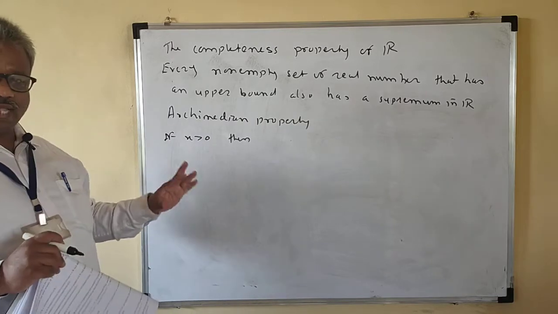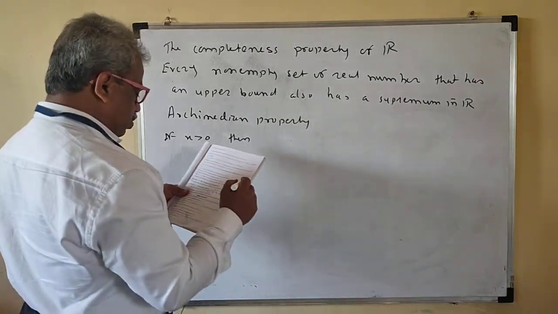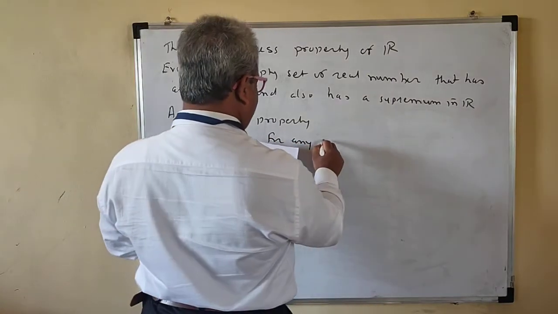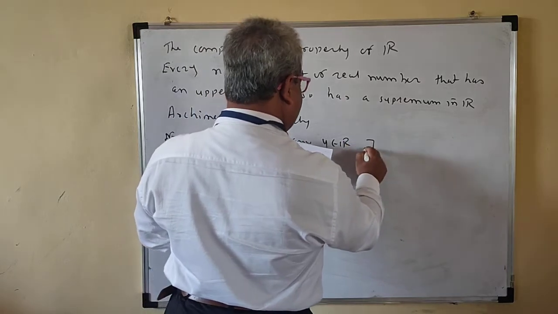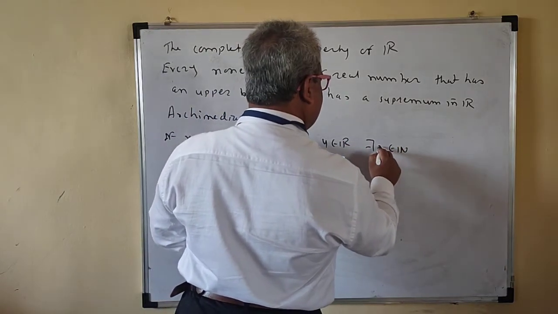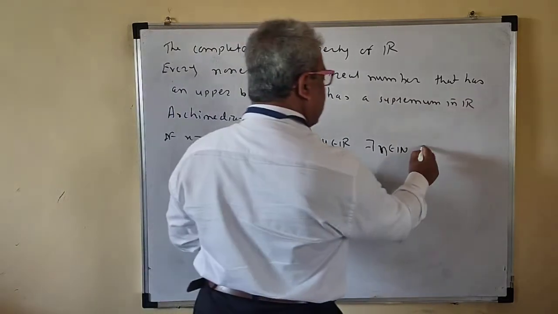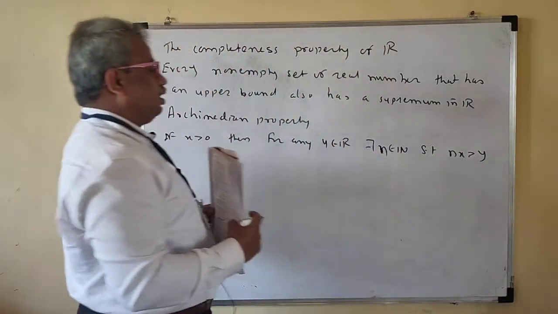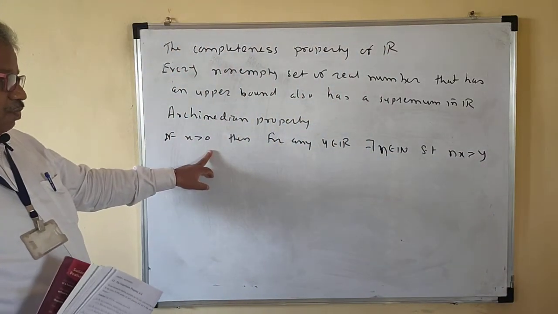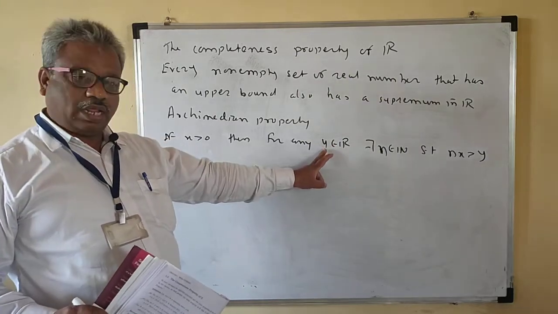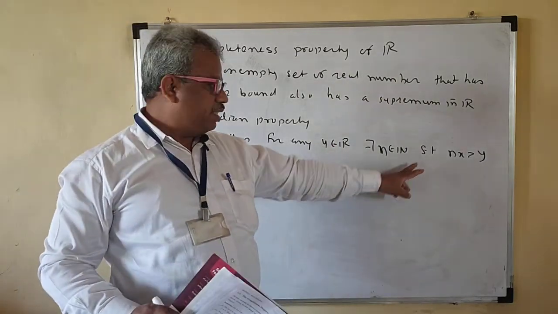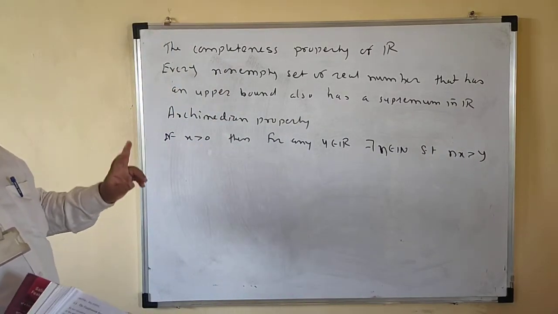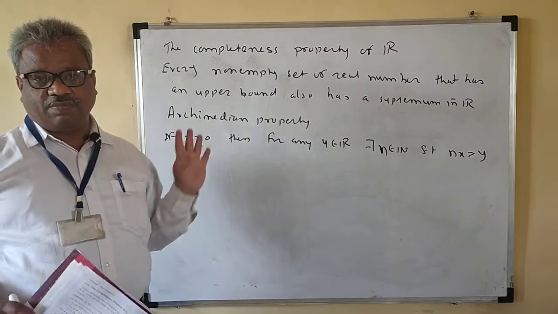You don't have to memorize it, just remember it. Let x be greater than 0. Then for any y belonging to R, there exists n belonging to N such that nx is greater than y. For x greater than 0, that means x is positive, and for any real value y, there exists a natural number n such that nx is greater than y. So x is greater than 0, n is a natural number, so nx is also greater than 0, y is a real number, then.